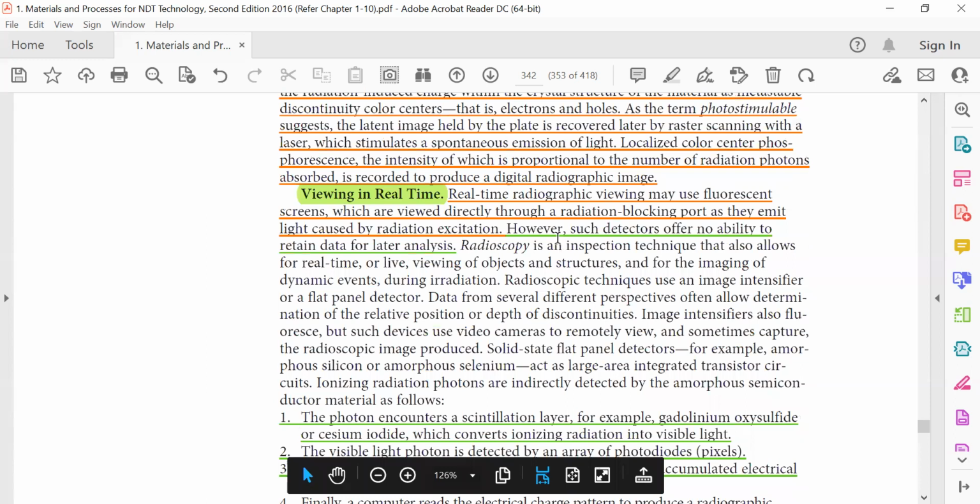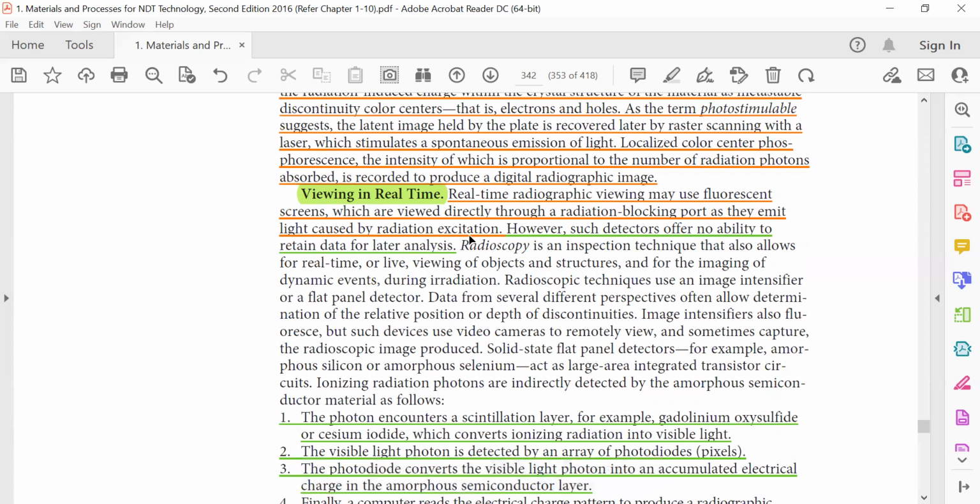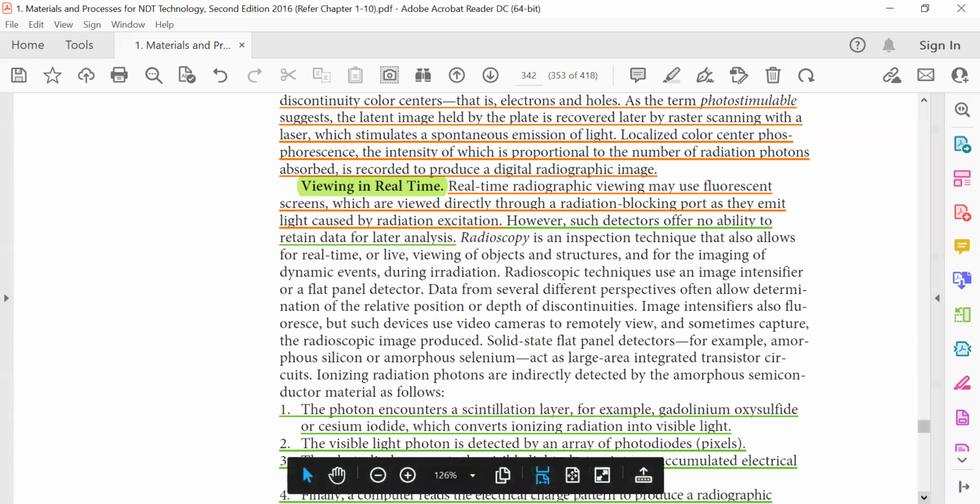Viewing in real time. Real-time radiographic viewing may use fluorescent screens, which are viewed directly through a radiation blocking port, as they emit light caused by radiation excitation. However, such detectors offer no ability to retain data for later analysis. So with radiation, you can see the fluorescent screens. It will directly come as visible light, so you can see the picture, but there is no record.